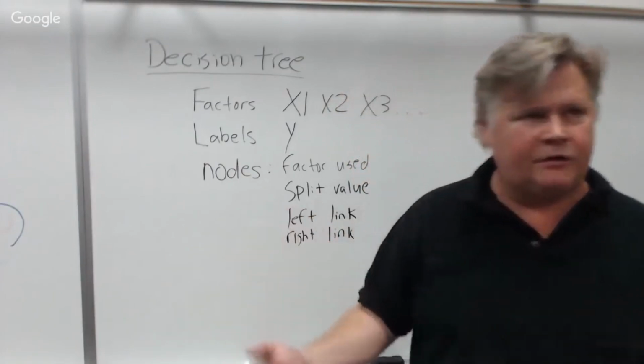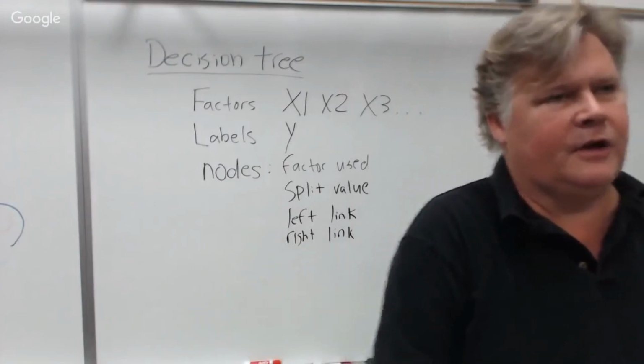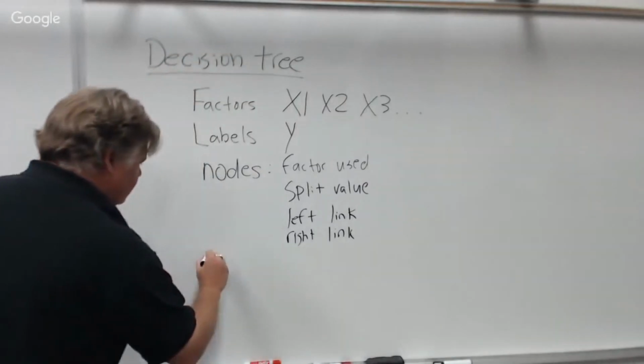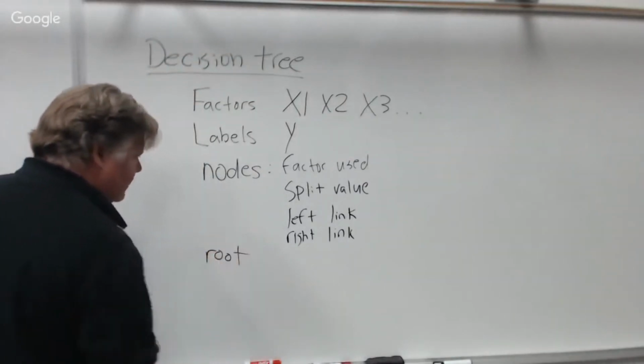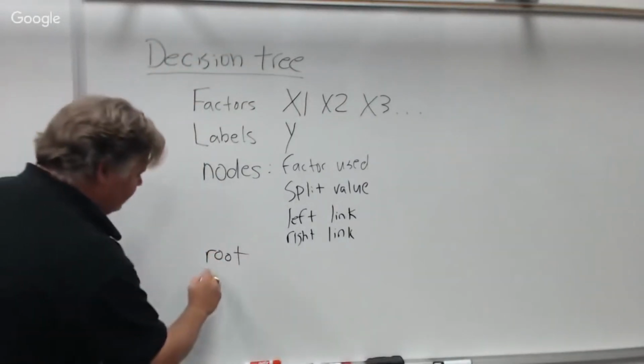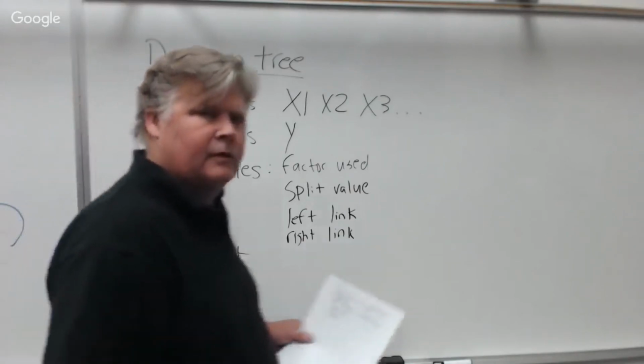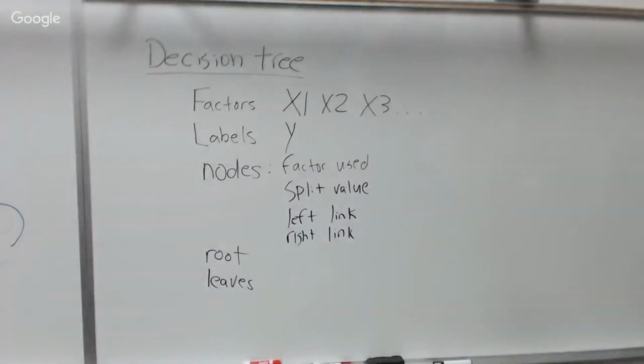Okay, one of these nodes is designated as the root node. And then finally, we have our leaves. Okay, does everybody get that? Those are all the things you need to define a decision tree.